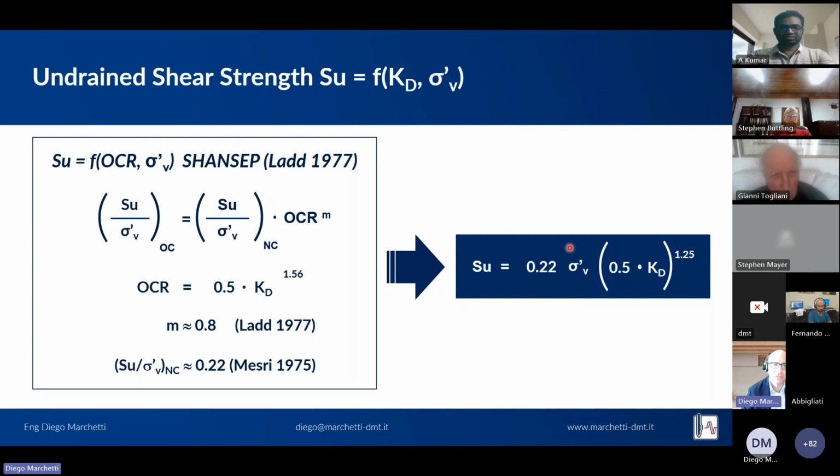For what concerns the undrained shear strength SU, using the Schmertmann theory, I don't want to go into this detail, but just to show you the origin of the formula: using the expression of OCR as a function of KD and introducing this expression of KD into the Schmertmann relation, it is possible to obtain a closed formula of SU as a function of KD, with no multiplication factor like NKT for the CPT, but directly from KD and effective vertical stress.